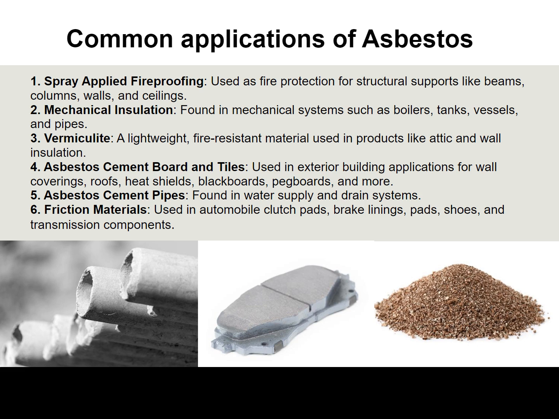4. Asbestos cement board and tiles. Used in exterior building applications for wall coverings, roofs, heat shields, blackboards, pegboards, and more. 5. Asbestos cement pipes. Found in water supply and drain systems. 6. Friction materials. Used in automobile clutch pads, brake linings, pads, shoes, and transmission components.